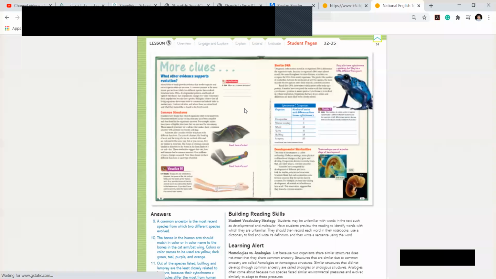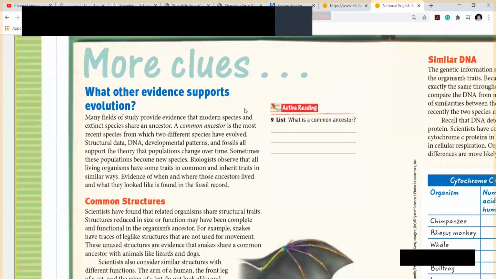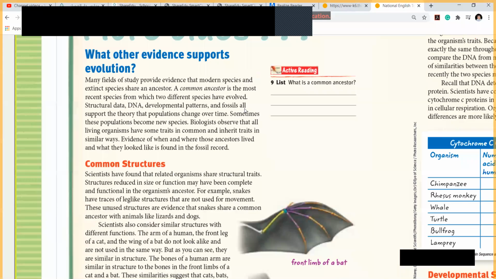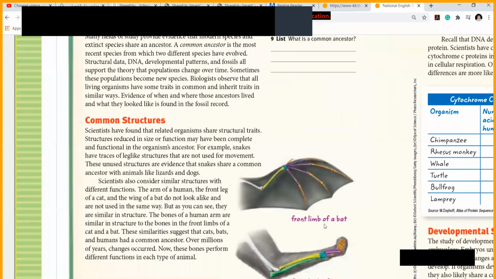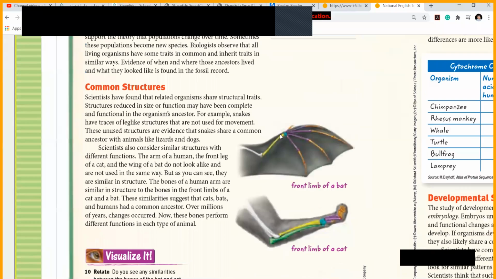Now, here, guys, this is what today we will do. More clues. How did they get more evidence? They got these structures. When they see the structure, the skeleton, they compare. Do you see this curved? This is very similar to our also. The front limb of the bat and the front limb of the cat is also very similar. These two are similar. These are called the common structures where scientists were confused.